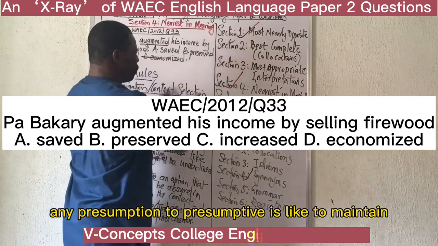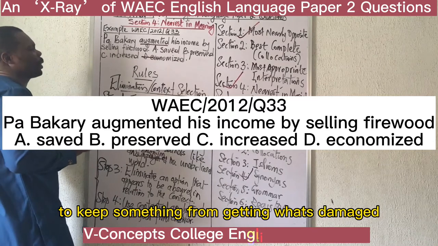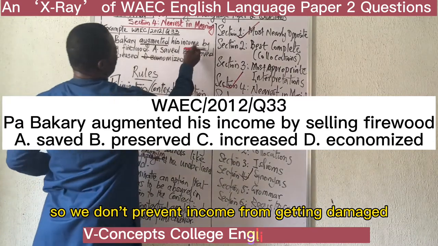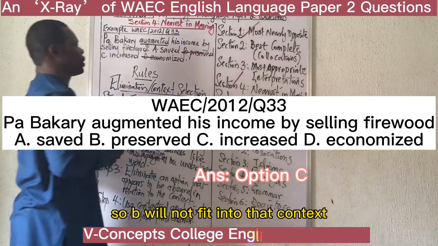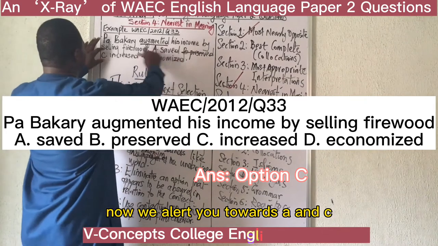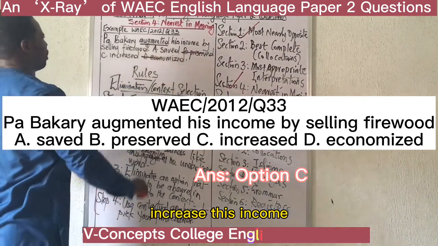Do you preserve income? To preserve is to maintain, to keep something from getting damaged. So we don't prevent income from getting damaged. So B will not fit into that context. Now we are left with A and C: save his income, increase his income.